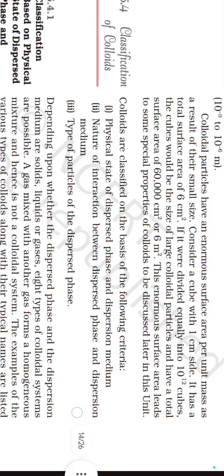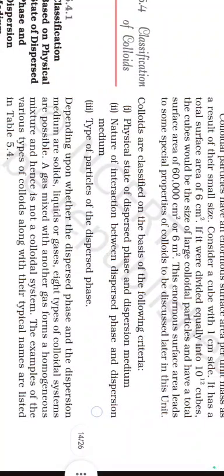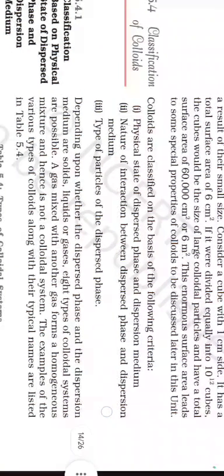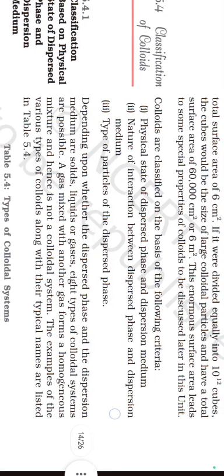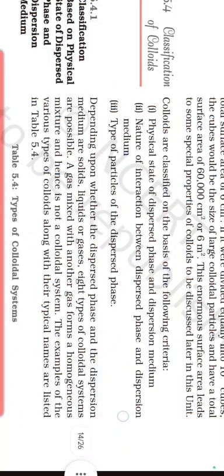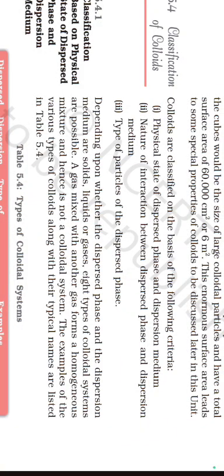Colloidal particles have an enormous surface area per unit mass as a result of their small size. Consider a cube with 1 centimeter side. It has a total surface area of 6 centimeter square. If it were divided equally into 10¹² cubes, the cubes would be the size of large colloidal particles and have a total surface area of 60,000 centimeters square, or 6 meters square. This enormous surface area leads to some special properties of colloids, to be discussed later in this unit.